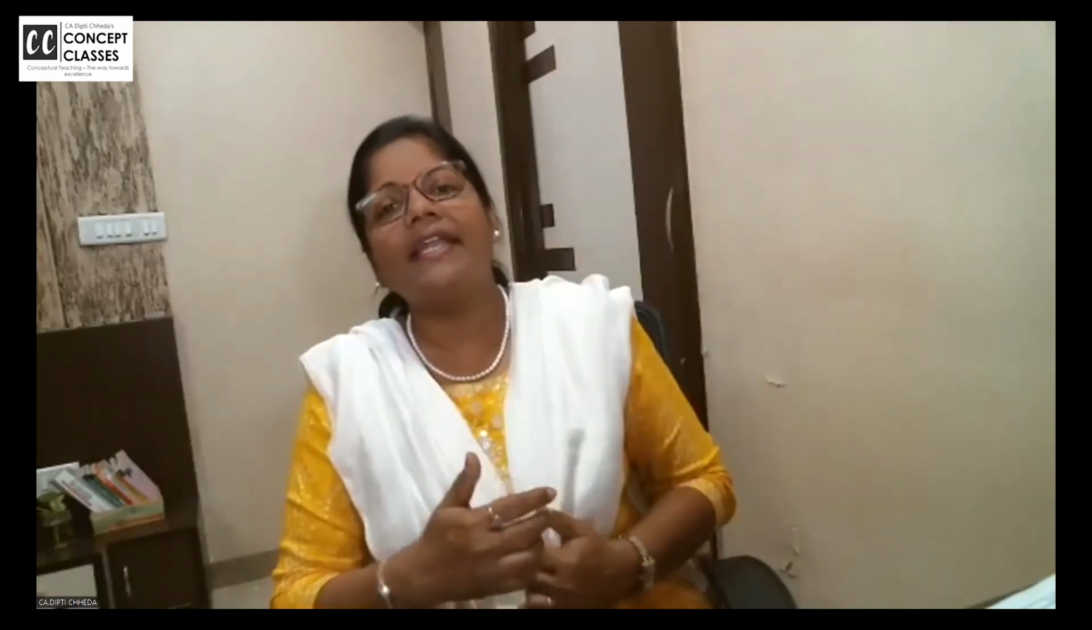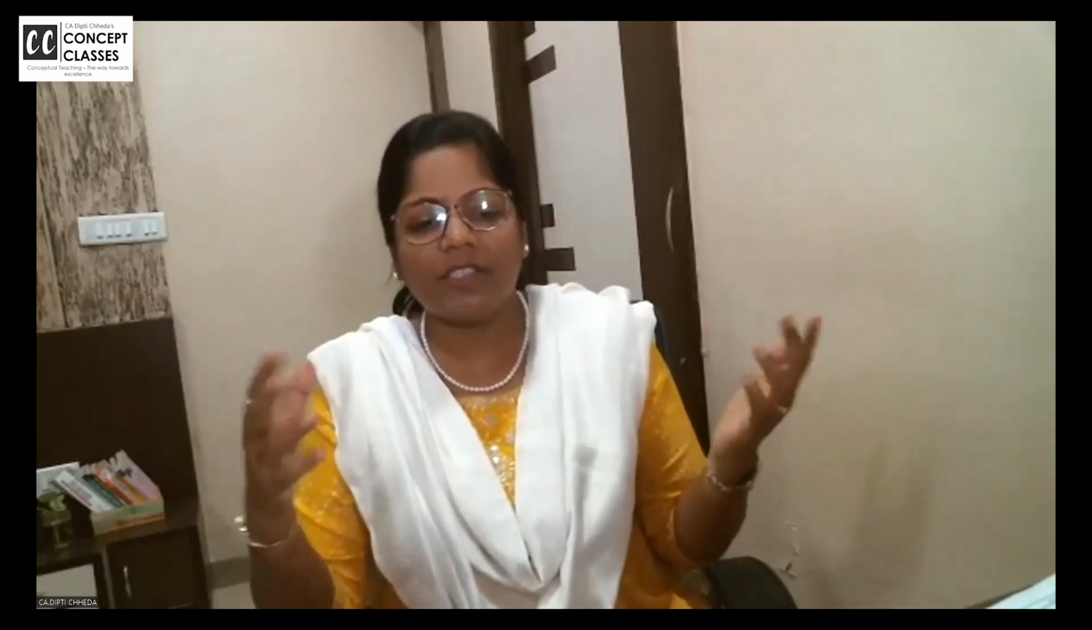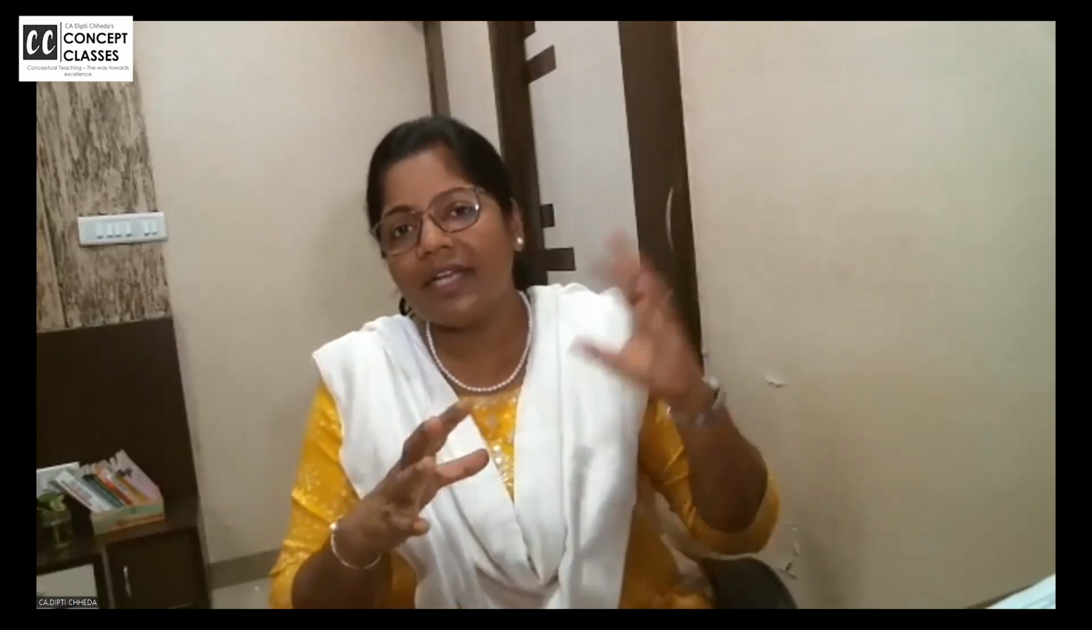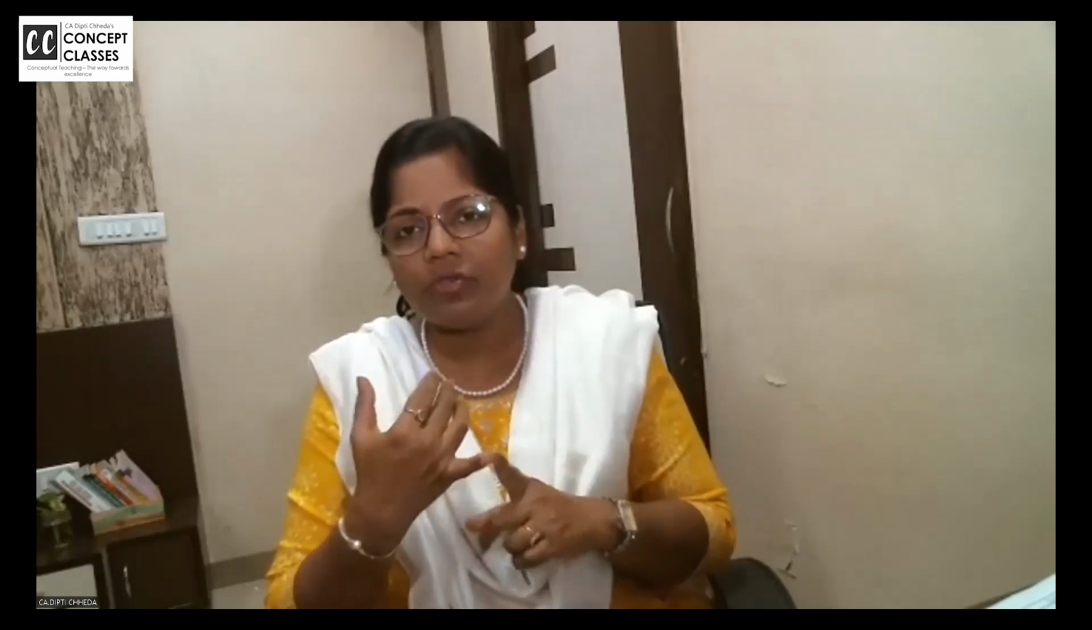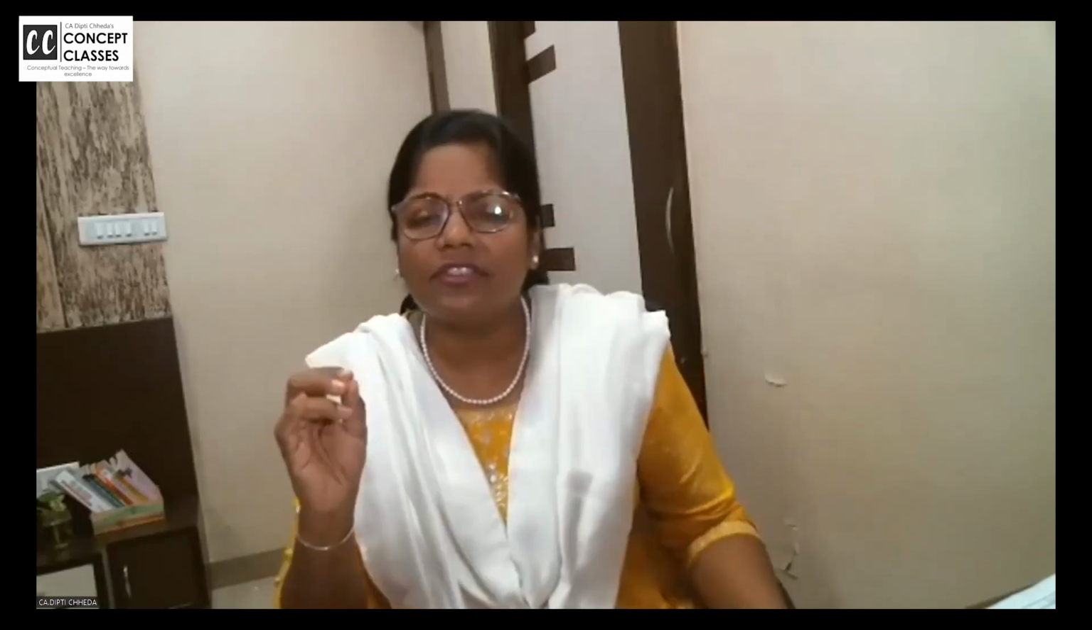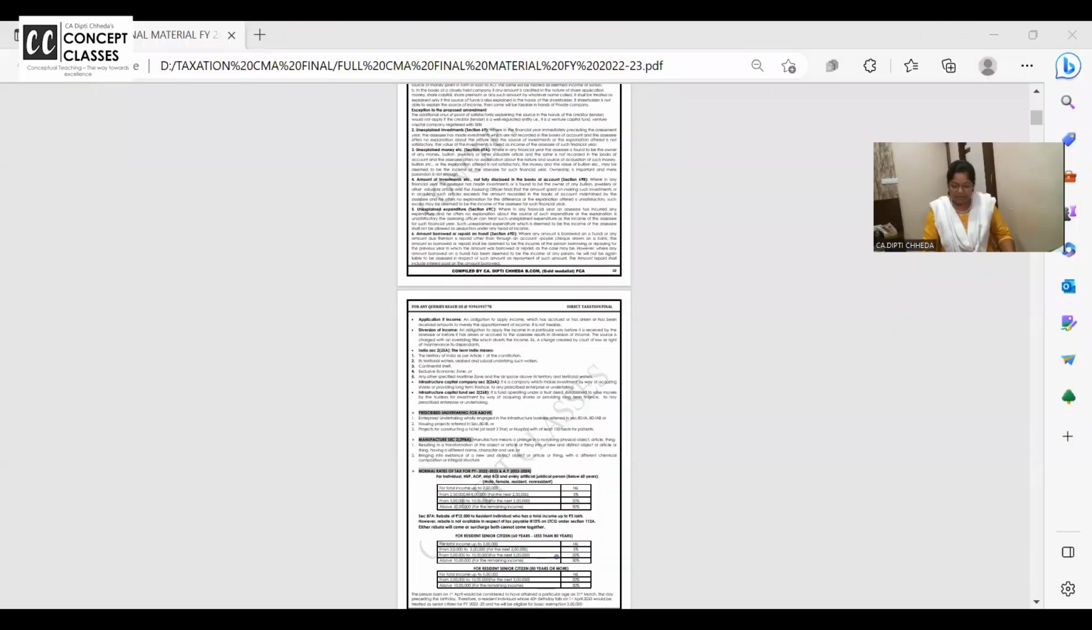So now we are very clear with the background, that is, what is a trust. Now let us understand one concept and problem. From exam point of view, anonymous donations and aggregate income, how to compute the income of a trust, is generally asked for 7 to 8 marks and is very scoring. So for that, I am reading from our material. Let us check it.